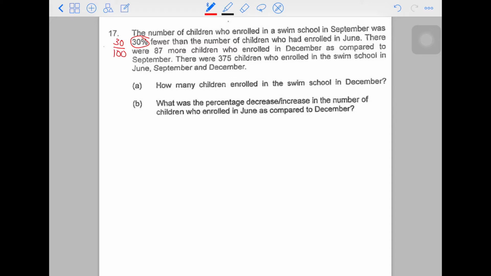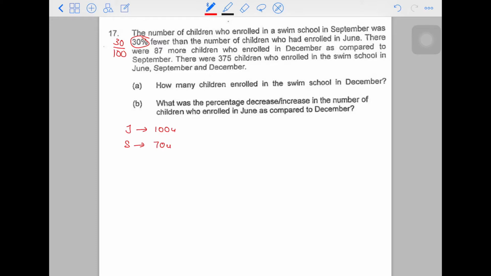So when we read it in terms of units, how it goes: the number of children who enrolled in a swim school in September was 30 units fewer than the number of children who had enrolled in June. So 100 belongs to June and September was 30 lesser. Let's write out the information: June, there is 100 units. But for September there's 30 lesser, which will give you 70 units.